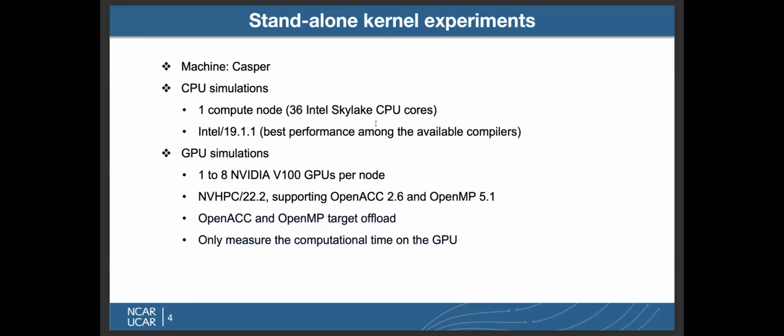We tested different compilers and found that the Intel compiler gives the best performance, and that will be used for the CPU simulations. For GPU, we use 1 to 8 V100 GPUs per node, and we use the NVIDIA compiler that supports OpenACC 2.6 and OpenMP 5.1. Both are used for GPU offloading. And in this particular performance measurement, I will only measure the computational time on the GPU for comparison.